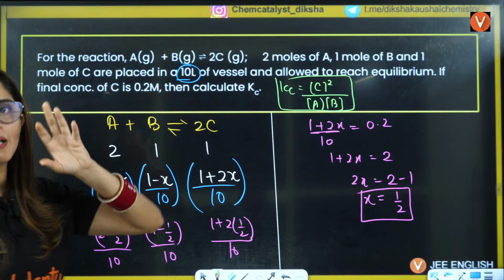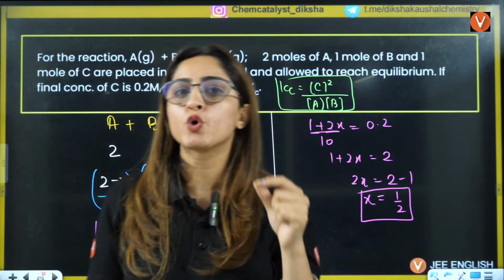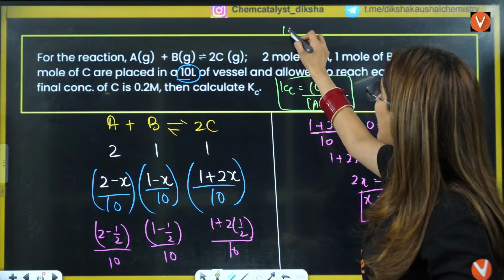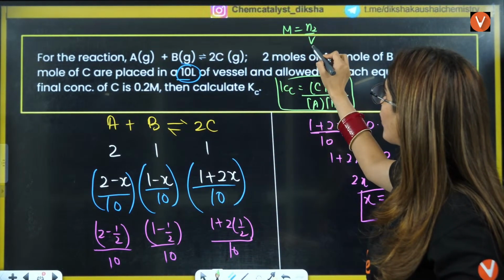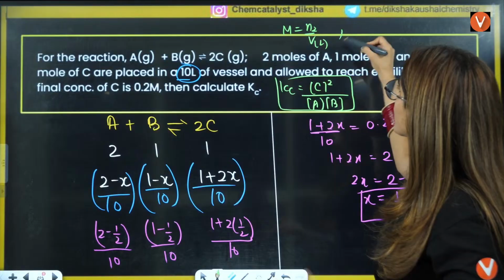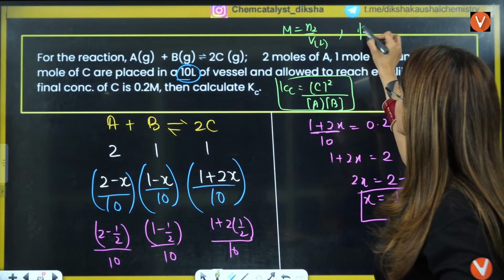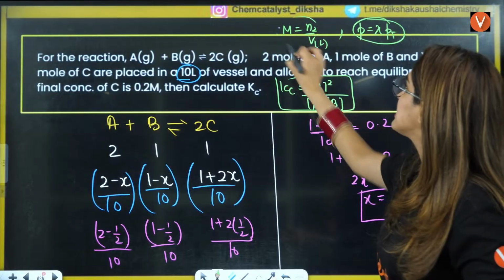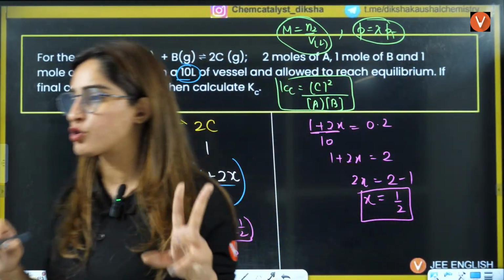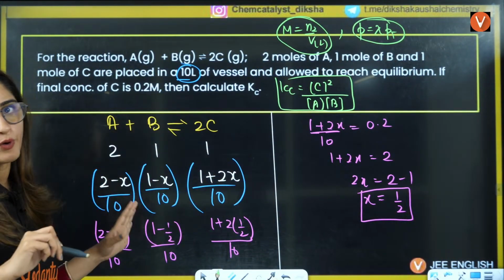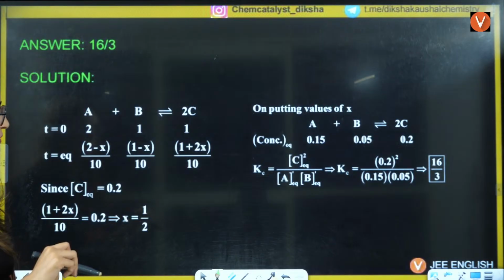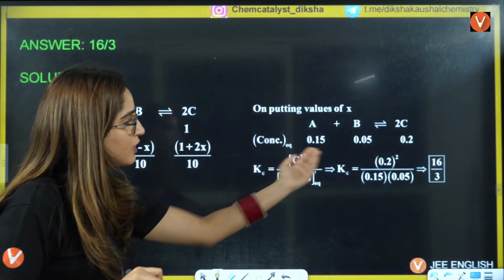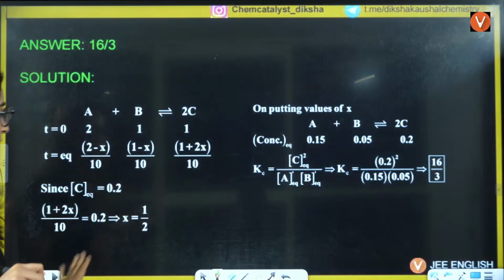See, the simple funda is whenever they ask you Kc, calculate concentration using this formula: molarity is equal to number of moles by volume in liters. If they ask you Kp, in that case, pressure is equal to mole fraction multiplied by total pressure. These are the two things that should be in your head while solving these kinds of questions. This is what we have done. X is equal to 1 by 2. You put the value into Kc, you will get your answer.